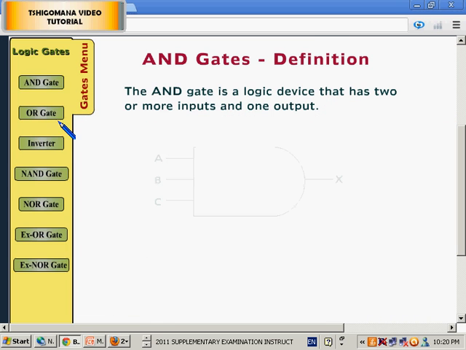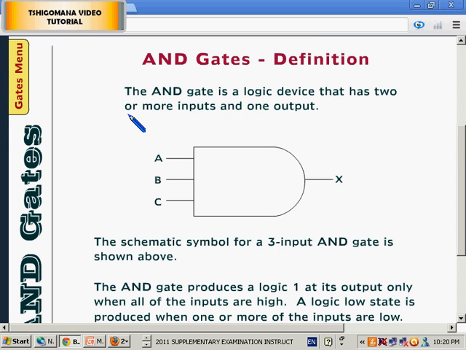Right, at this point in time, we are going to look at different gates and try to define them, where they are used, what type of truth table, and the different illustrations when it comes to gates. The first gate that we are going to look at is the AND gate. Now, what is the AND gate? Let us try to define it.